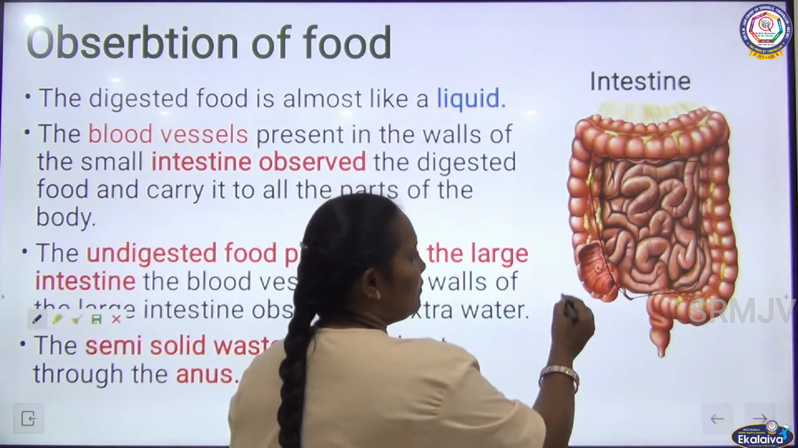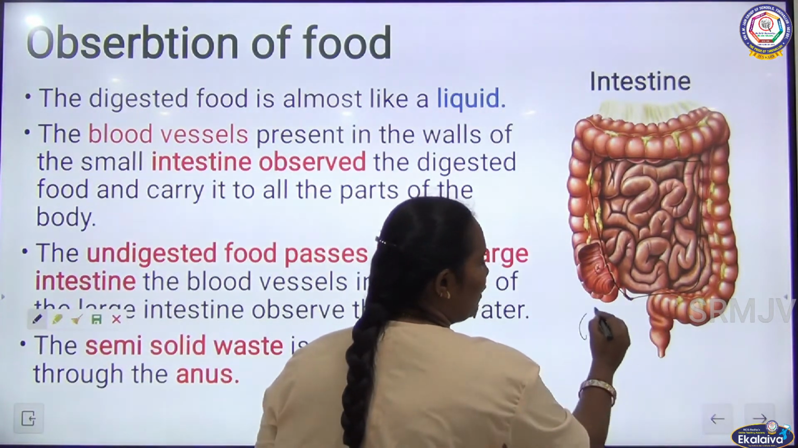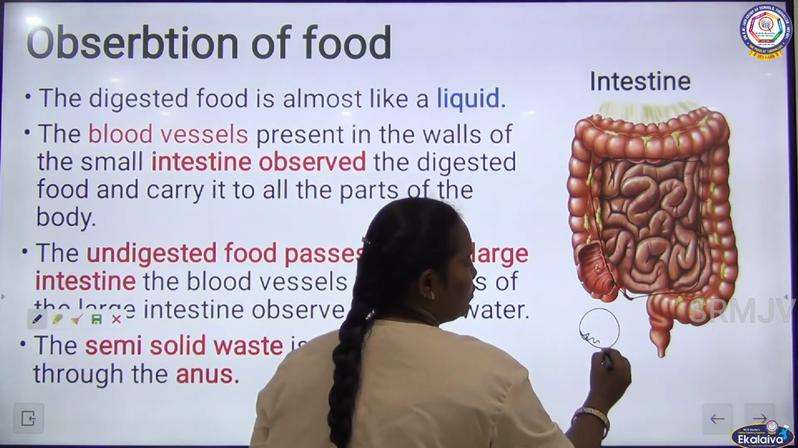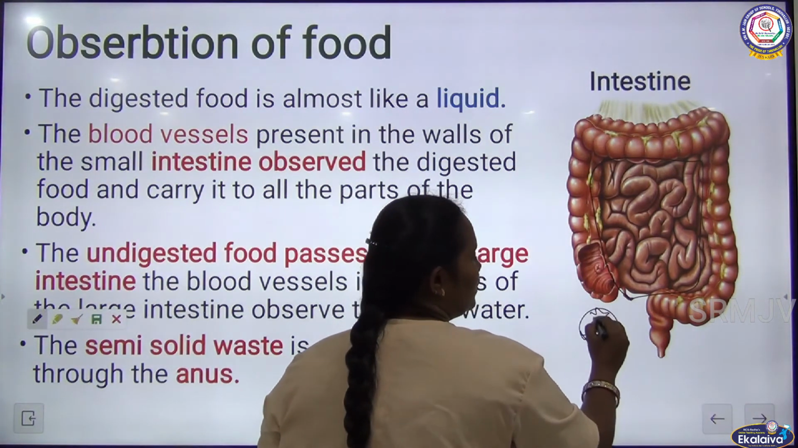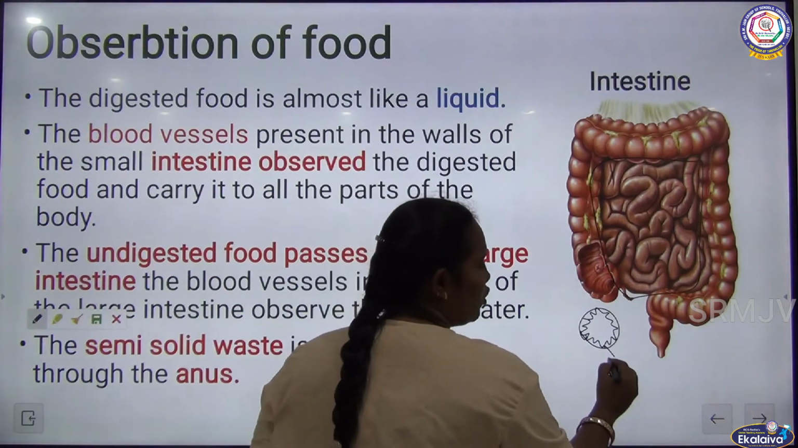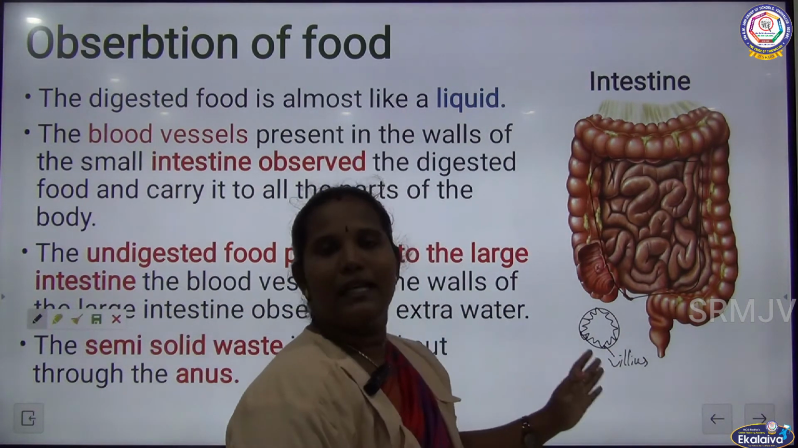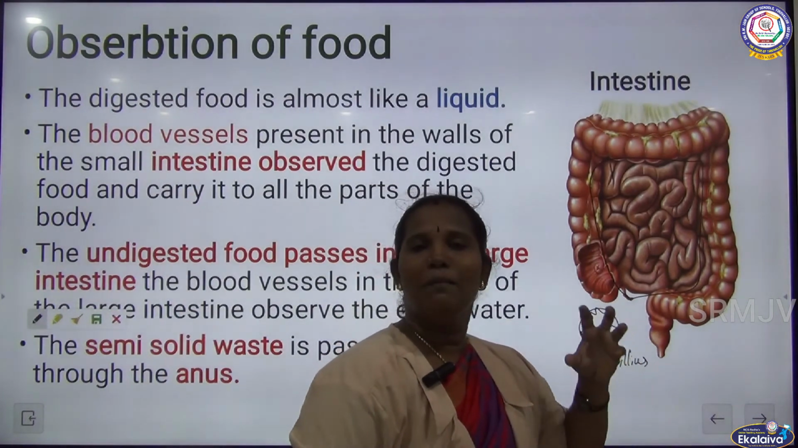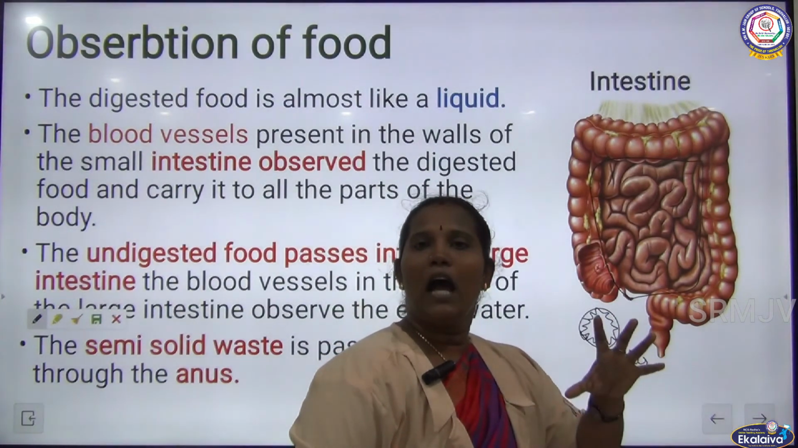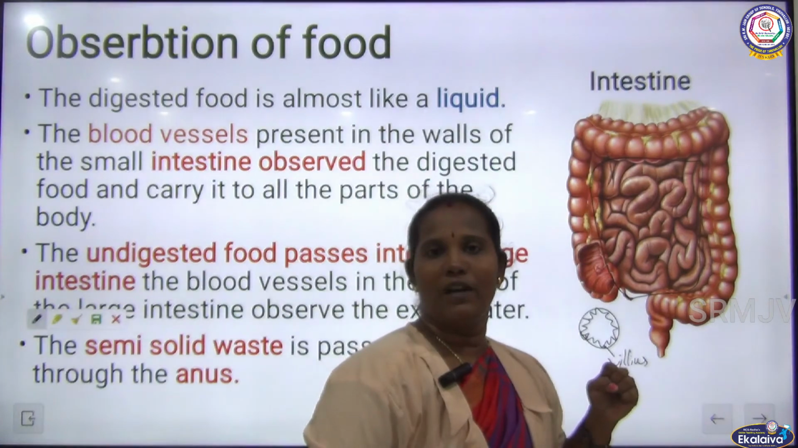How? The cell wall of the small intestine has small tubes, the blood tubes. Okay, this is called the villi. These tubes are called the villi. This villi helps to absorb. It has the blood vessels, so it can absorb all the nutrition from the food.